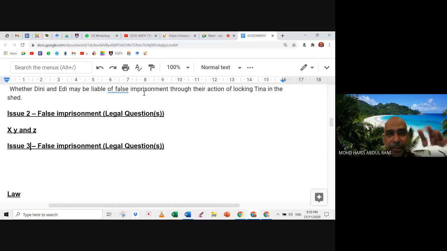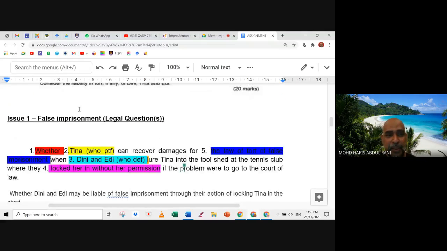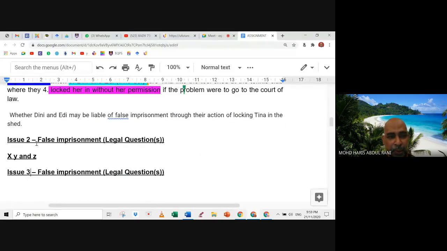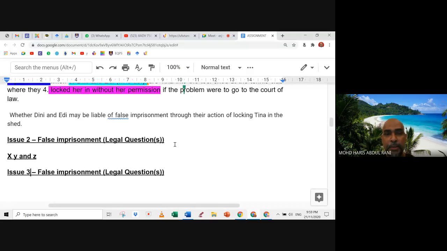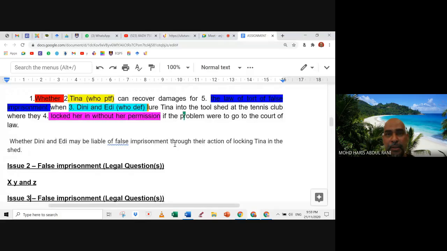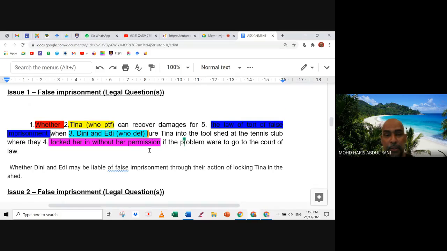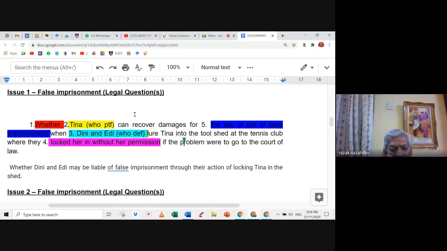But they are in the same law. You nampak tak? False imprisonment, issue number 1, issue number 2, false imprisonment, issue number 3 pun false imprisonment. So we are talking about 3 similar issues of the law, one law. We are talking about false imprisonment, but affecting 3 parties under issue.